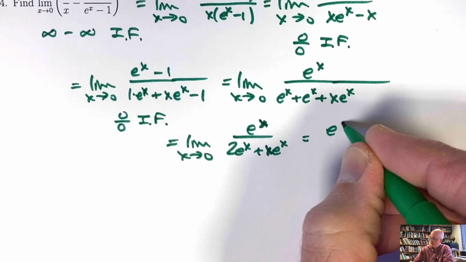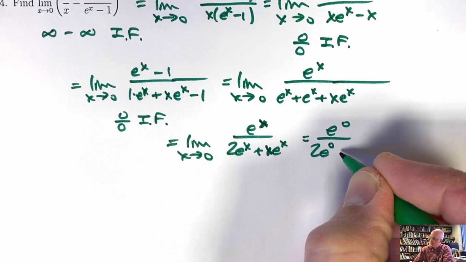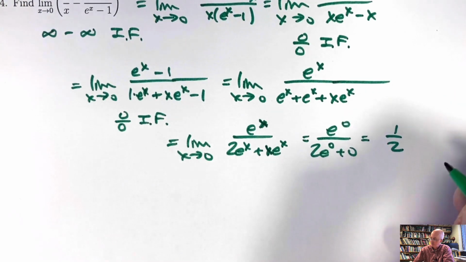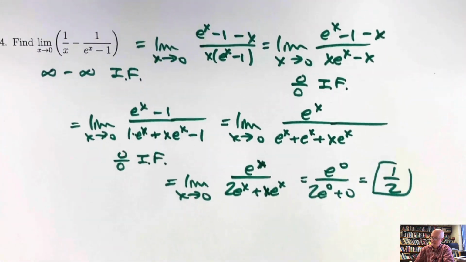We get e to the 0 over 2e to the 0 plus 0. e to the 0 is 1. This becomes 1/2 for the answer. And yeah, that is the answer for this limit.